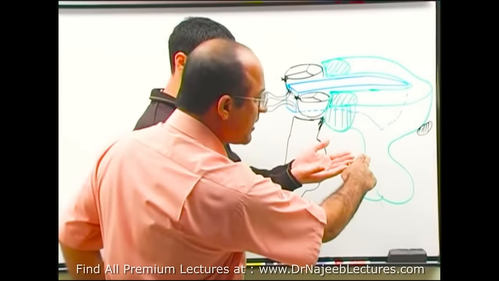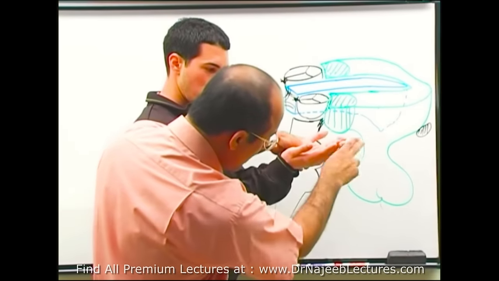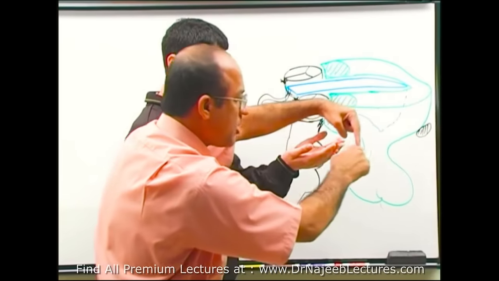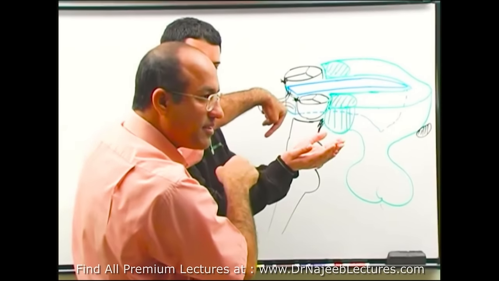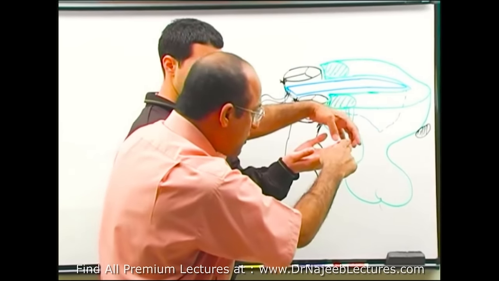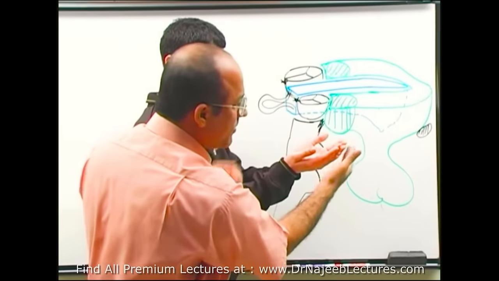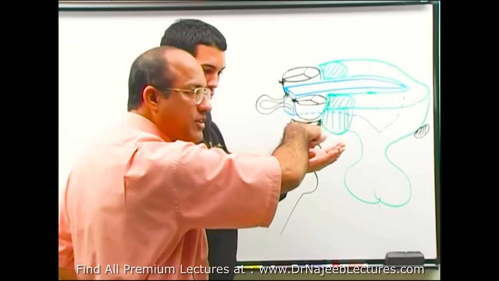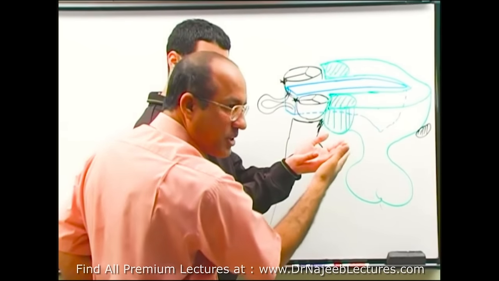And what is the structure here? Optic chiasma. And now you come from here, from the optic chiasma. Suppose these were your eyeballs. Here comes the optic chiasma, right? The optic chiasma moves backward as the optic tract. Optic tract. Now from here, this is the undersurface of, what is this? Undersurface of hypothalamus. And this is the ventricular surface of hypothalamus. This is the inferior surface of hypothalamus.